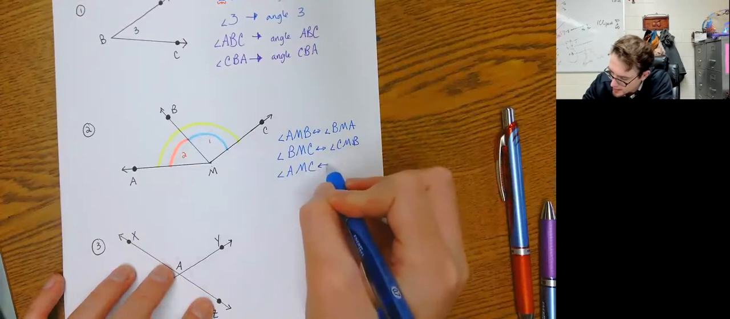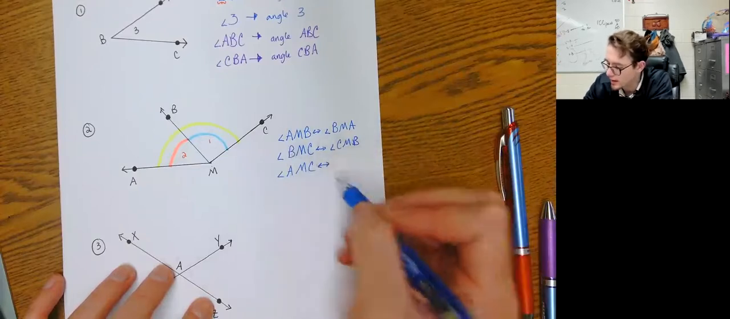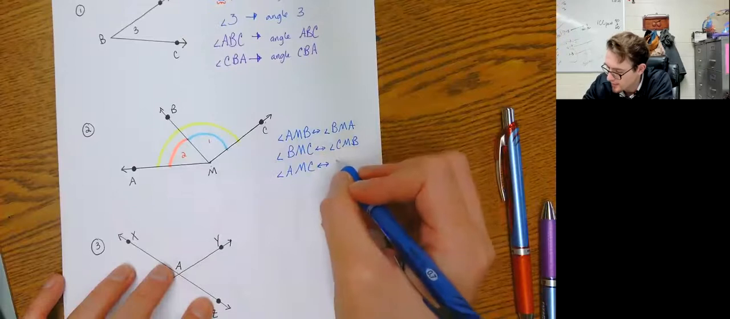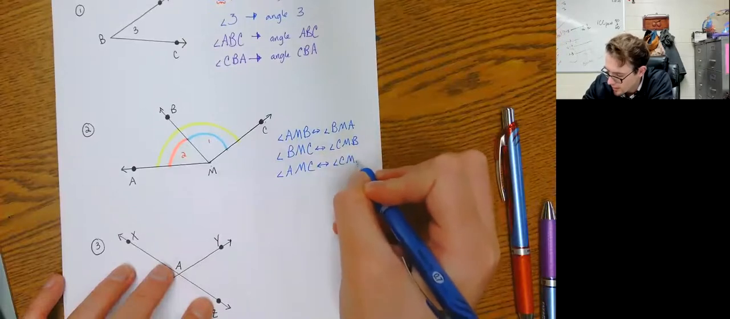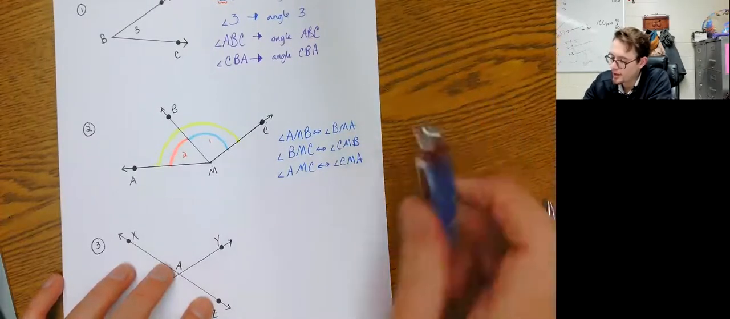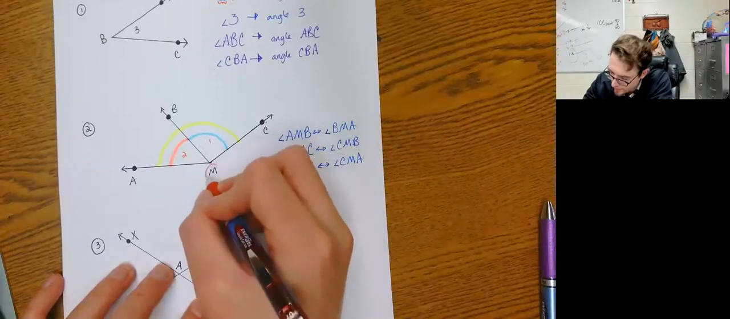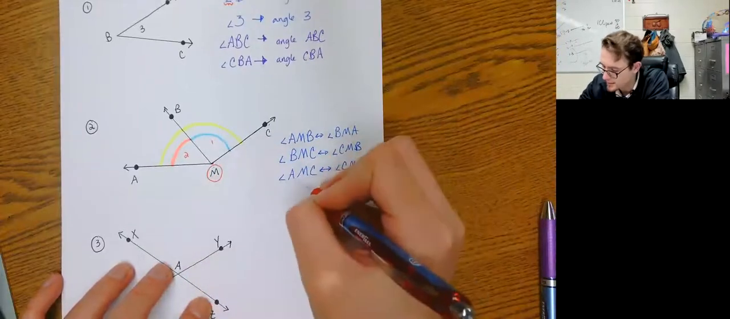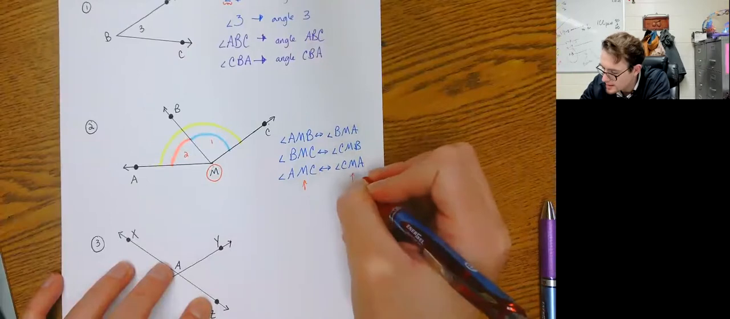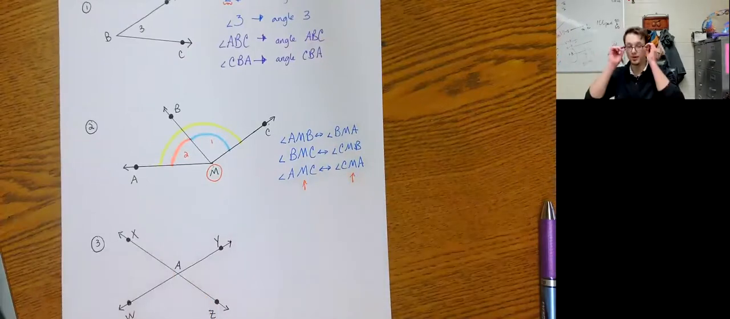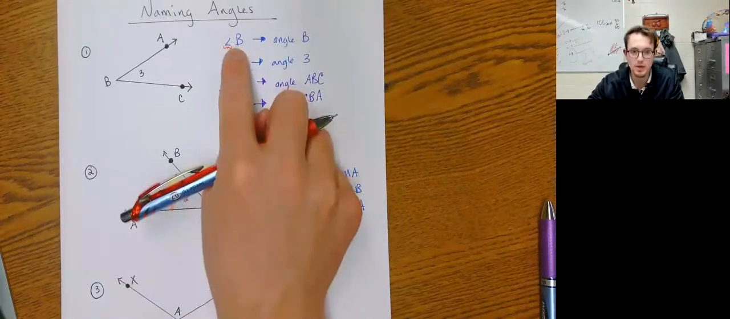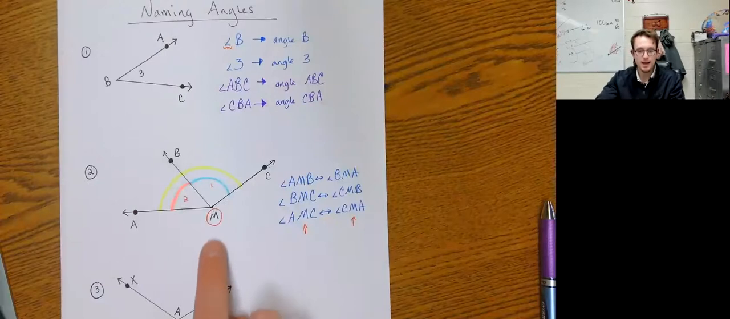And then this one, you could do angle CMA. But really important, notice how the vertex is always in the middle. Always in the middle. Now, the other thing, unlike up here where I could say angle B, you cannot say angle M here.